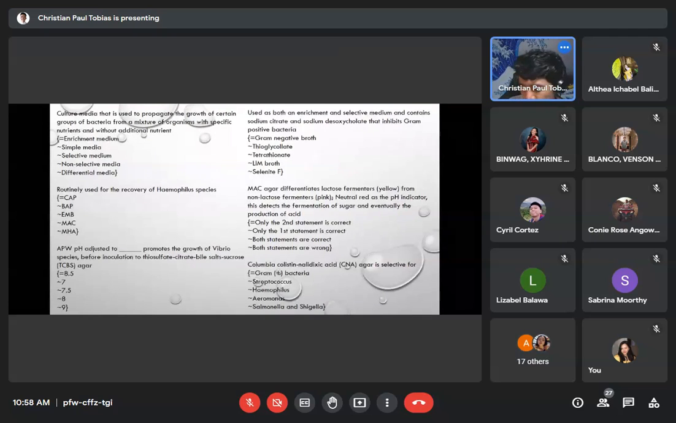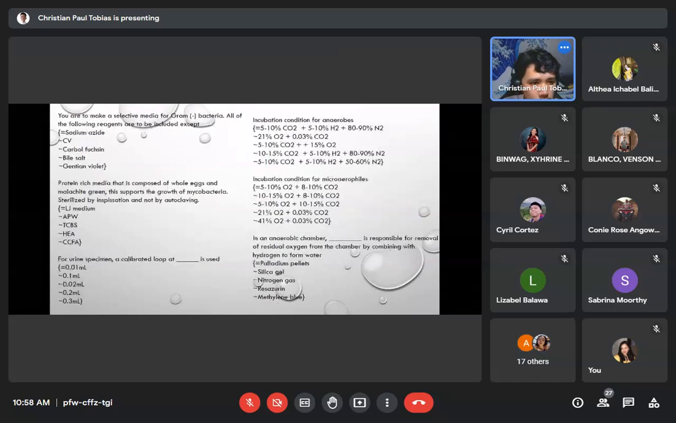So, gram-positive bacteria, specifically mga gram-positive cocci, your CNAs. You are to make selective media for gram-negative bacteria. All of the following reagents are to be included except sodium azide. Sodium azide, ini-inhibit niya yung gram-neg.